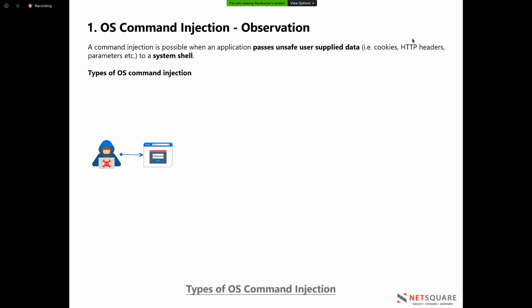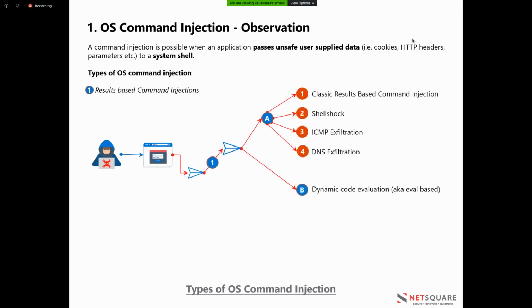There are two types of OS command injection. First is result-based injection, which again has two subtypes. First is classic result-based command injection, which involves Shellshock. Third, you can leak your data using ICMP exploitation, and you can leak data using DNS exploitation as well.